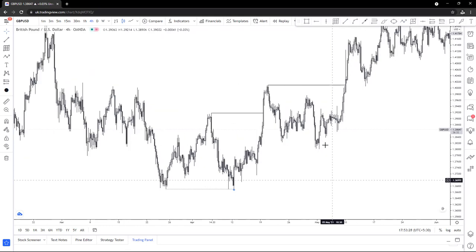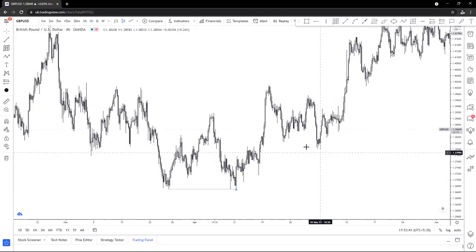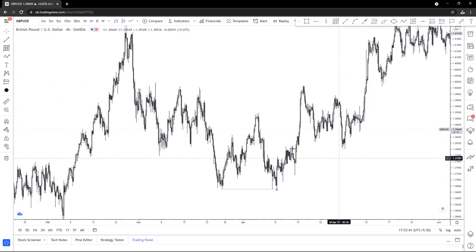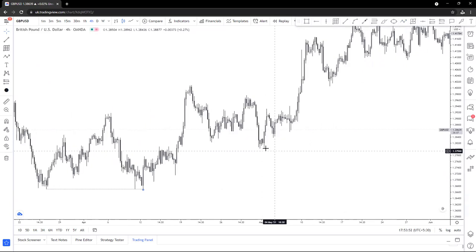Now, they would view this as a strong low. And what the breakout traders would do is, once they find a strong low, they'll place their sell stop below it. Because they think if this is a strong low and it breaks, price has to continue going lower. That's how they would view it.